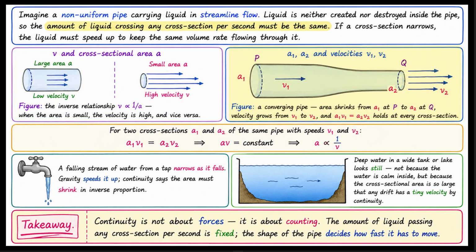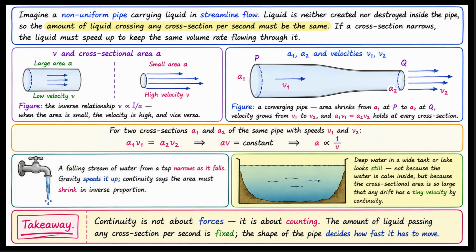You can see this as a curve where velocity is high when area is small and falls smoothly as area grows. In a converging pipe, the area shrinks from A1 at P to A2 at Q, and the velocity grows from V1 to V2, with the product holding at every cross-section. A falling stream of water from a tap narrows as it falls because gravity speeds it up, and continuity says the area must shrink in inverse proportion.